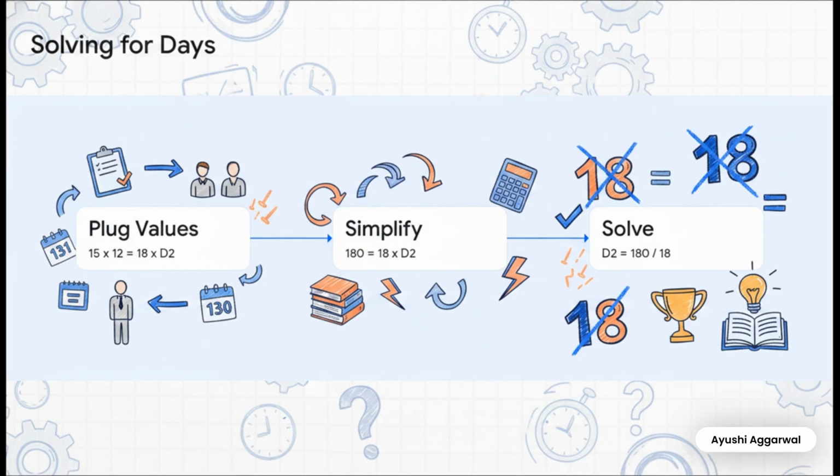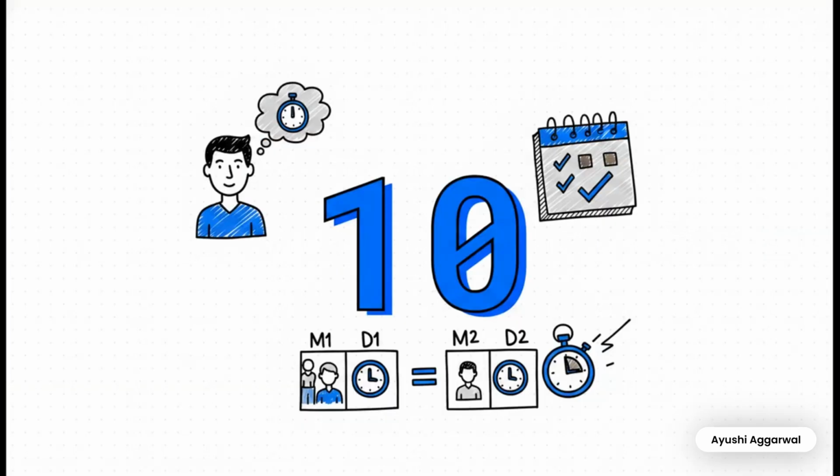Step 1, we just plug in the values from the question. 15 men times 12 days equals 18 men times D2, which is our unknown number of days. Step 2, simplify the left side. 15 times 12 is 180, so 180 equals 18 times D2. Finally, step 3, just solve for D2 by dividing 180 by 18. See how perfectly those numbers just cancel out. And the final answer is a very satisfying 10 days.